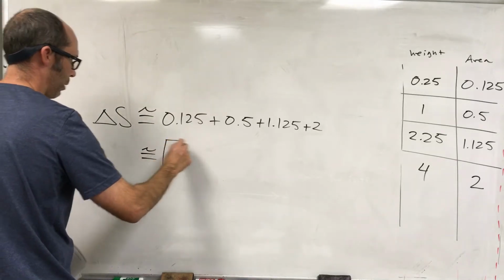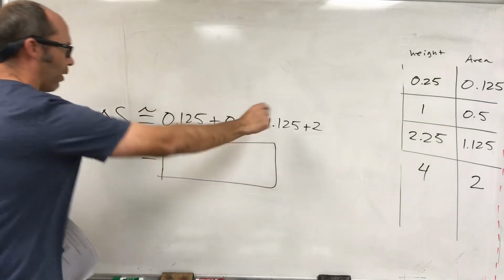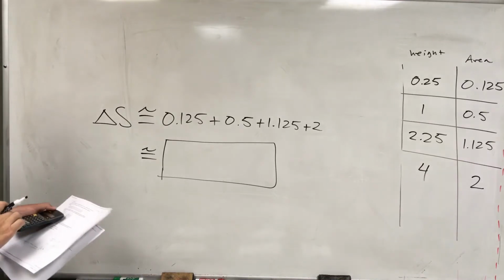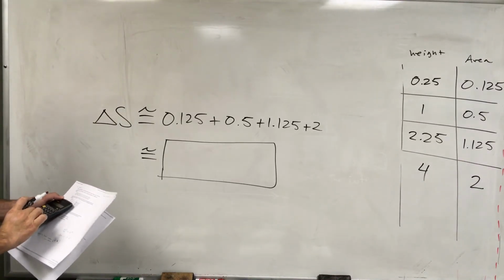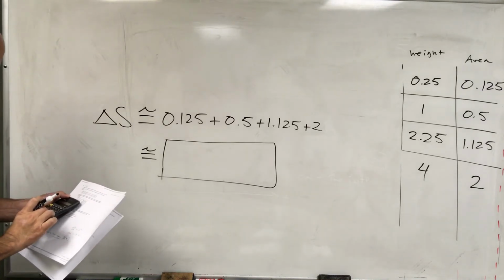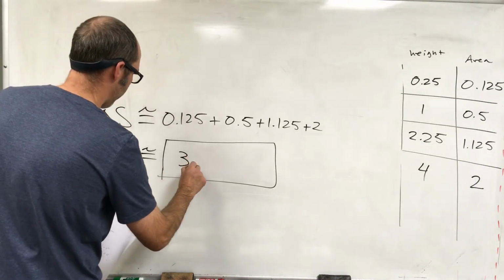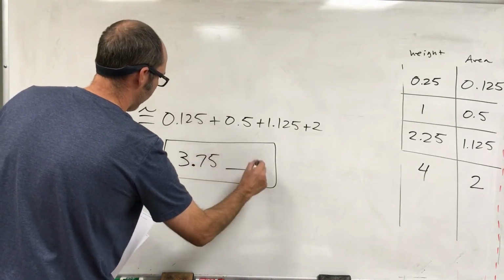So the answer that goes in the box: add all those up. 0.125 plus 0.5 plus 1.125 plus 2 is 3.75. And of course, units.